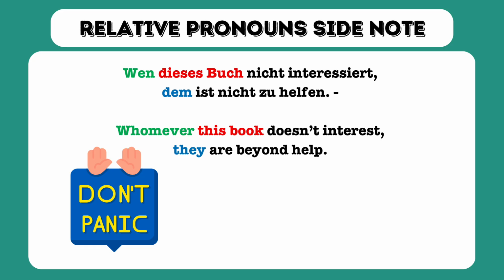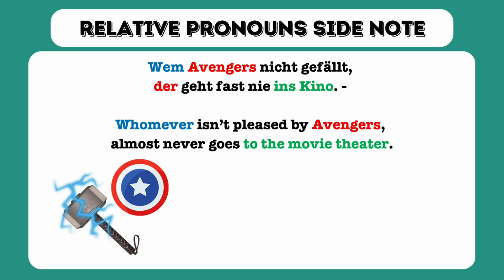Whomever this book does not interest, they are beyond help. In this sentence, dieses Buch is the subject of the clause, but wen is the whomever in the sentence. So this gives us the direct object. So the book is the one that is doing the interesting to someone, and the someone that is being interested is wen, whomever. You can do the same thing with the dative ones and the genitive ones.